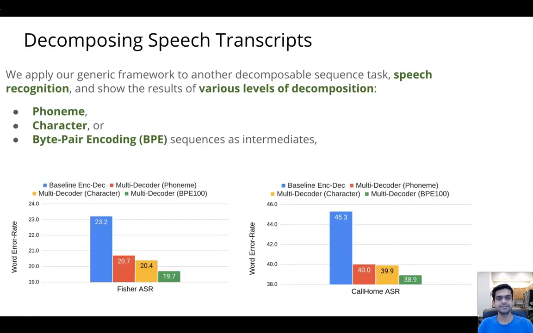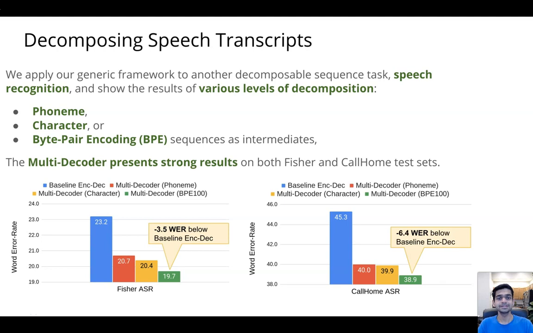We also applied our framework to decompose the speech recognition task itself. The ASR task can be decomposed into various levels of decompositions with phoneme, character, or byte pair encoding based intermediates. With experiments on the ASR portion of the Fisher-CallHome corpus, we found that the multi-decoder presents strong results on both the Fisher and CallHome test sets. Of these three intermediates we experimented with, BP intermediates performed the best overall. The multi-decoder with BP intermediates improved by 3.5 and 6.4 word error rate compared to the baseline encoder-decoder on Fisher and CallHome respectively.